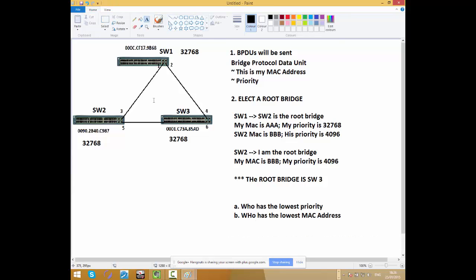So now, after electing the root bridge, in this case the root bridge is, from the calculation we did earlier, switch 3. So now switch 3 is the root bridge, and we have switch 1 and switch 2. So, again, which port will now be blocking from this one? Which port will be blocking?